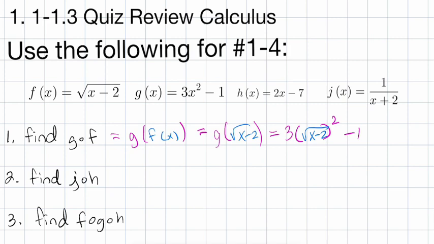Now, please simplify it as much as you possibly can. So following order of operations, we would square that square root. So it would just pop off there. And so it would be 3 times the quantity of x minus 2 minus 1, which is 3x minus 6 minus 1 for a final answer of 3x minus 7. So just simplify it down as much as you can. If you can't simplify much, don't. Do what you can. Everybody okay with what I did for number 1? Just function stuff.